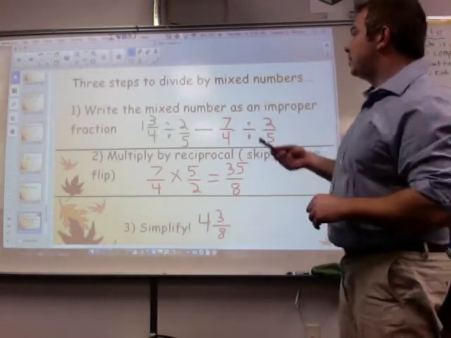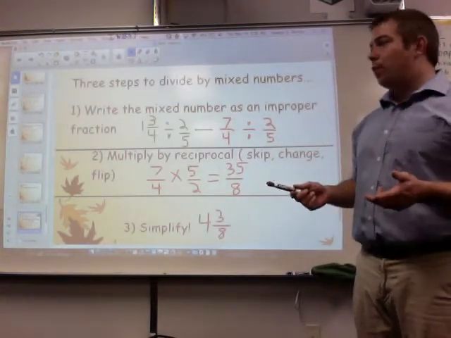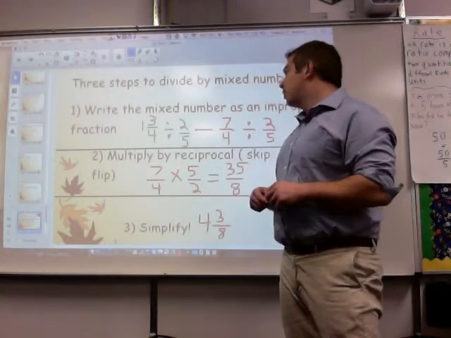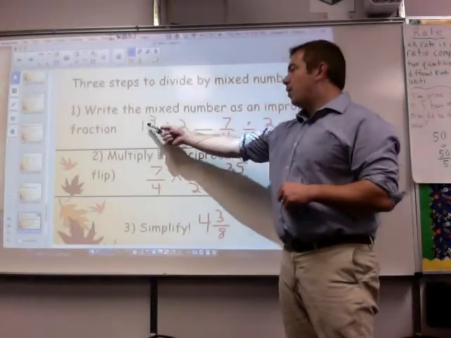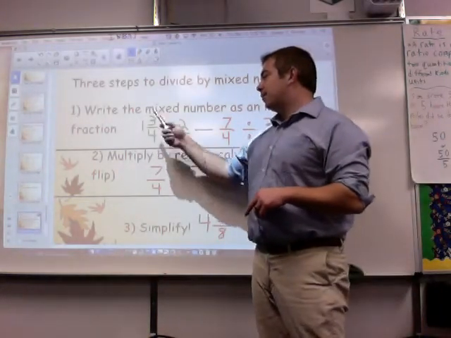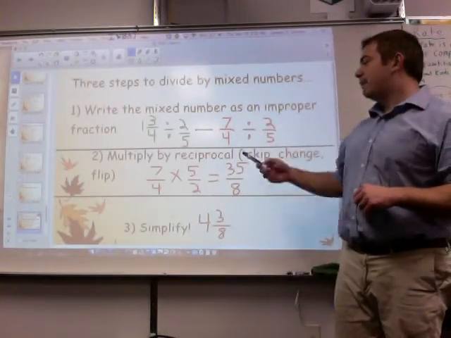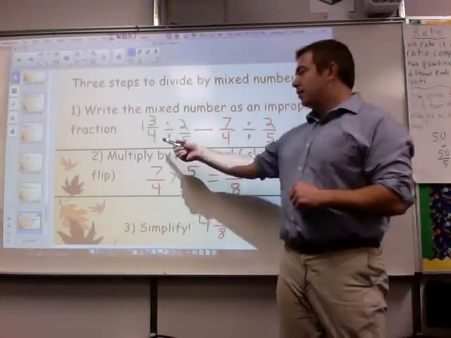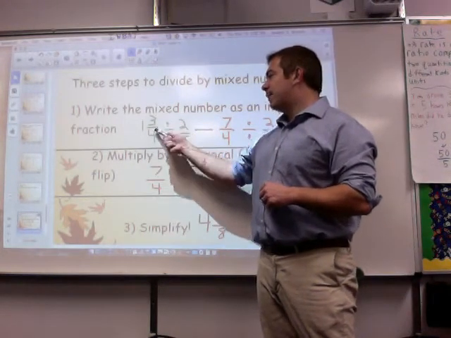There's 3 steps to divide mixed numbers. Here's what you have to do. Step 1, you have to write the mixed number as an improper fraction. So here's my first example. 1 3/4 divided by 2/5. I have one mixed number. The other one's not. So for that mixed number, I'm going to turn it into 7/4. How do we do that? Well, 4 times 1 is 4, plus 3 more is 7, so I have 7/4.